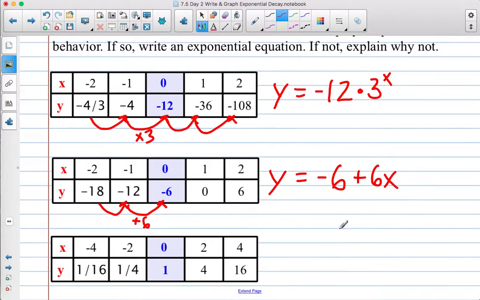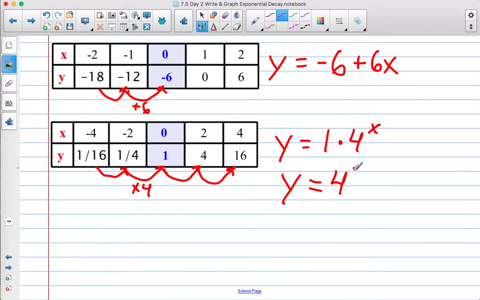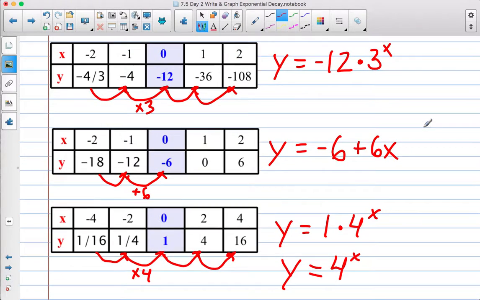Very last one. Let's look at it. To go from 1 to 4, multiply by 4. Yeah, it's multiplied by 4 every time. So the pattern from here all the way through is multiplied by 4. That is exponential behavior. And so my equation would be y = 1 * 4^x. You'll see textbooks will regularly not write the 1. They'll just write it as y = 4^x. The first and the third were exponential. They actually were both exponential growth. And then that middle one that we just saw was not exponential, it was linear.